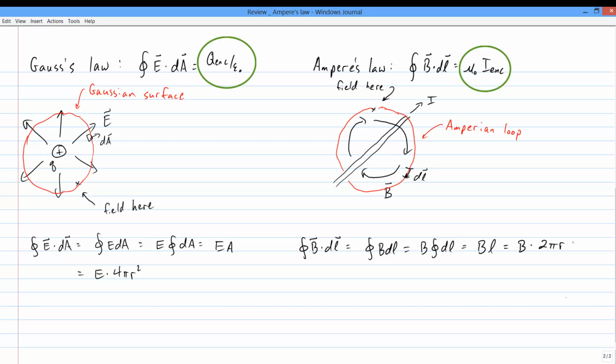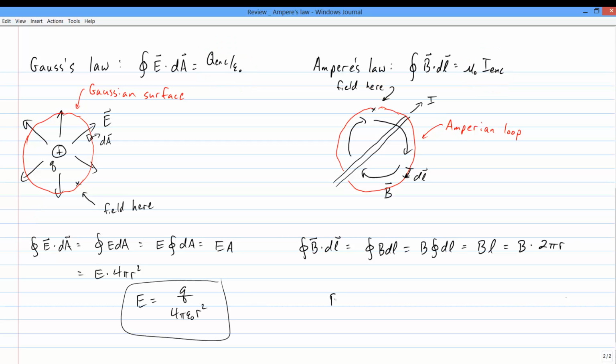The right-hand side of each law is straightforward. We enclose some amount of charge Q and some amount of current I, letting us solve directly for E and B. And there we have it. If you know how to solve Gauss's law problems, and you view Ampere's law in analogy to Gauss's law, you can double dip quite a bit knowledge-wise.